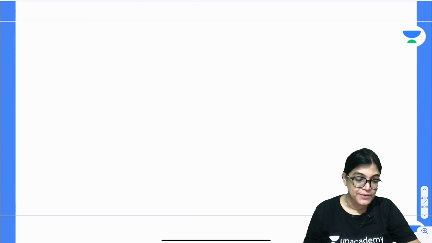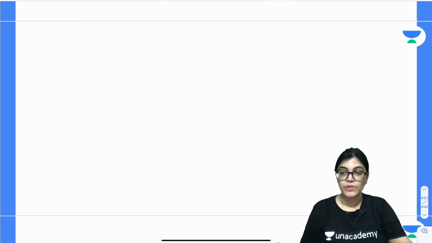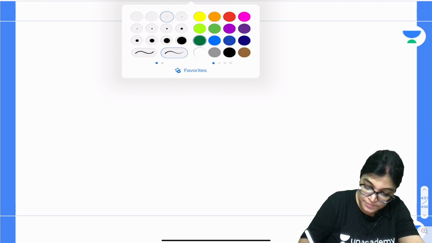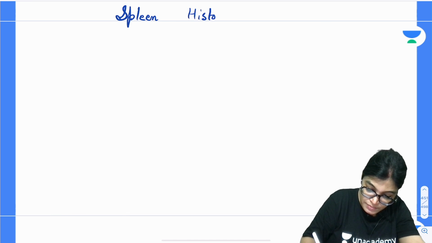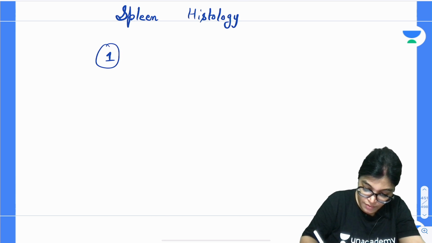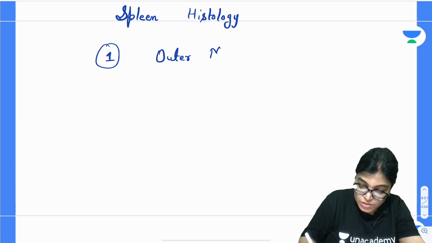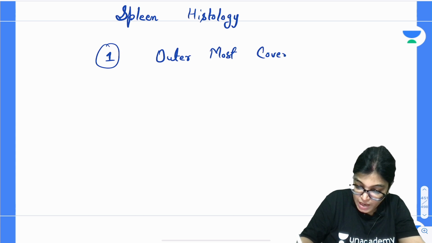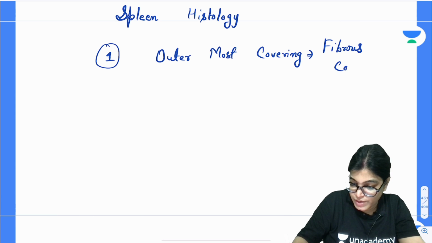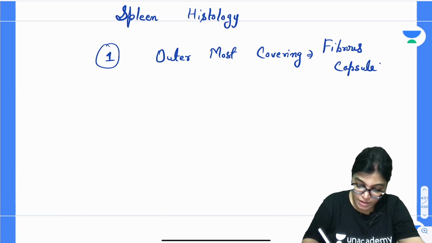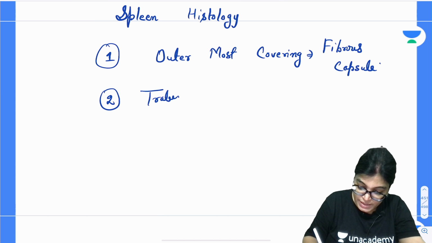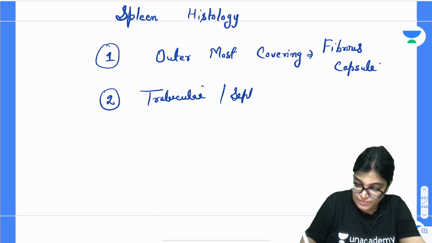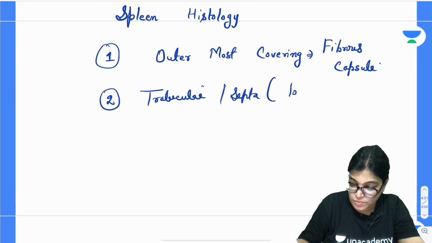So, I would like to write firstly few of the points of the histology, and then I will move on to the histological slide. So, write down in detail spleen histology. Outermost covering is made of fibrous capsule. From the fibrous capsule, trabeculae or septa are given inside, which will divide the whole of the spleen into lobes and lobules.